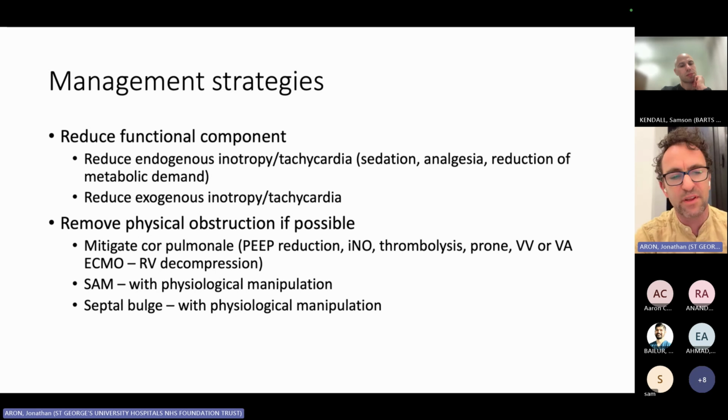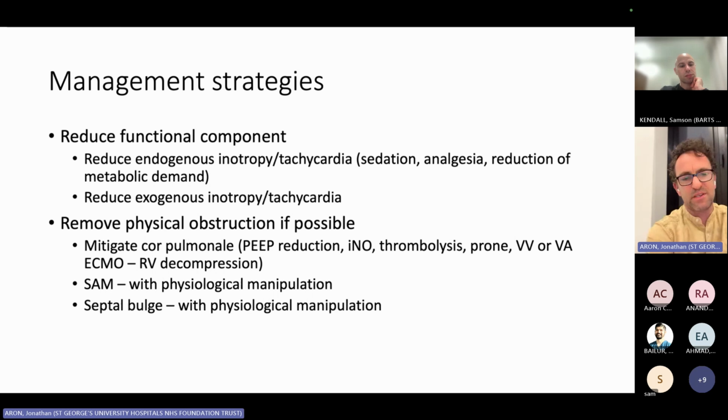Remove any physical obstruction if that's possible. So if you have cor pulmonale and a big right ventricle causing obstruction, you should prone the patient or try and reduce the PEEP or introduce nitric oxide, thrombolize if it's due to a PE, or think about ECMO, because ECMO in particular, obviously drains the right ventricle, so reduces the compression of the left.